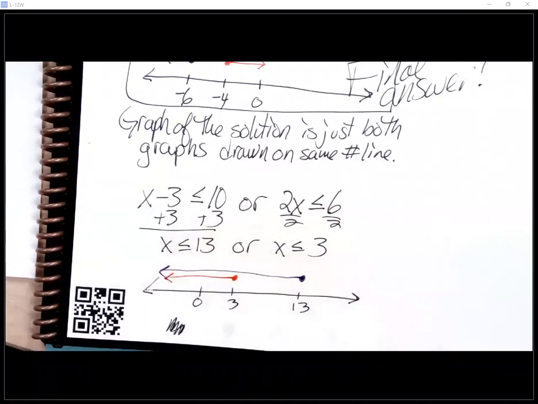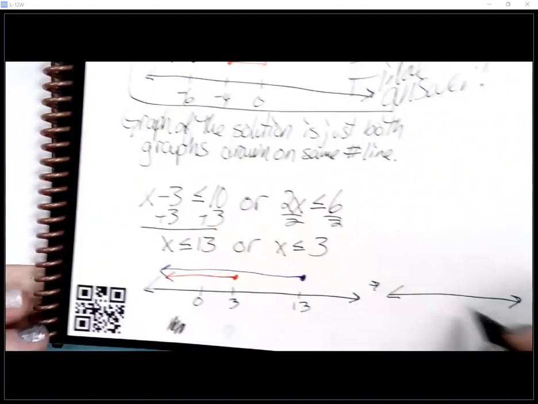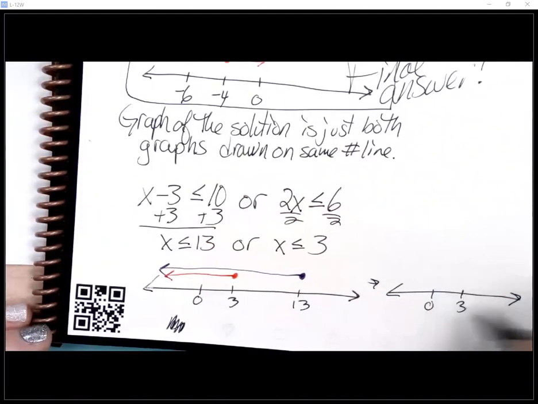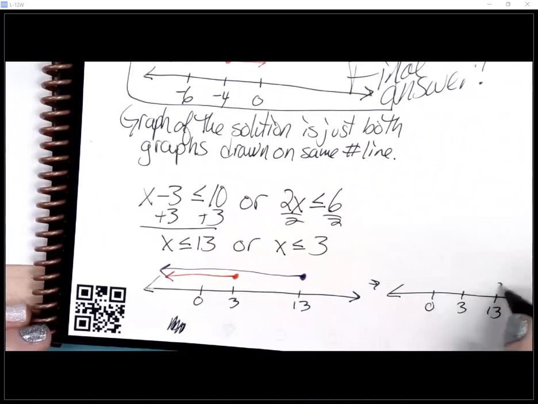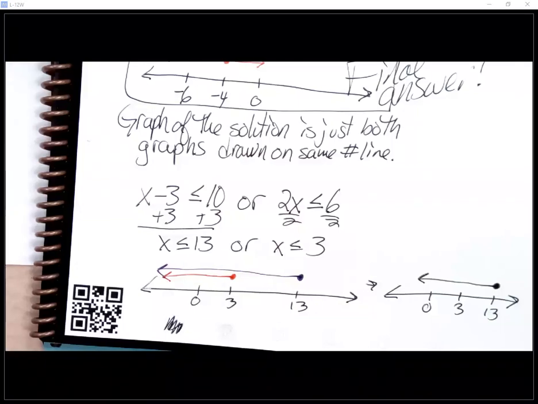Now, these are both going the same way. Right? Do you see this? If I were to just draw these squashed together, wouldn't it just create this graph? If I literally just squish them down, here's 0, here's 3, here's 13, doesn't it just turn into this? That's both of them drawn together. It just so happens that this purple one is overrunning the red.